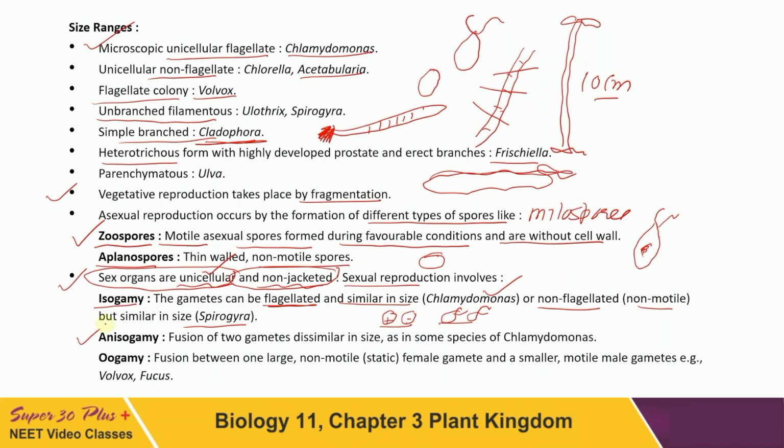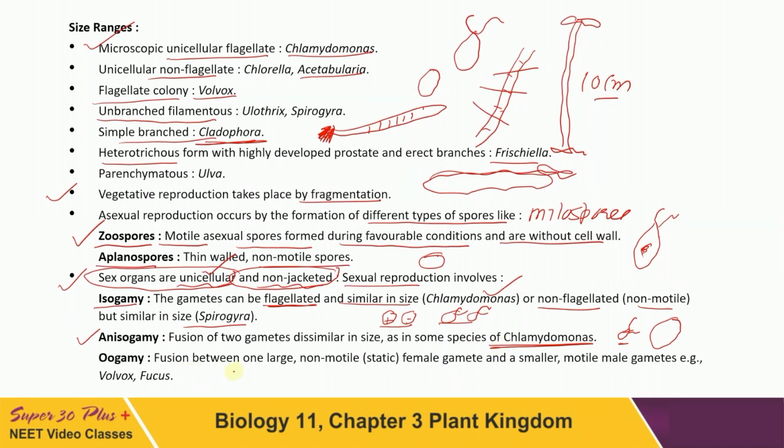Anisogamy, as the name indicates, involves 2 fusing gametes that are different in size. Usually the male is smaller and the female is larger. The female may be motile or non-motile, as in some species of Chlamydomonas.